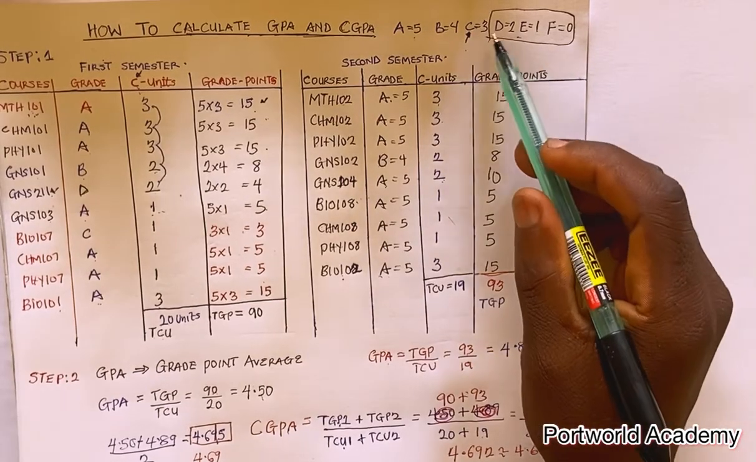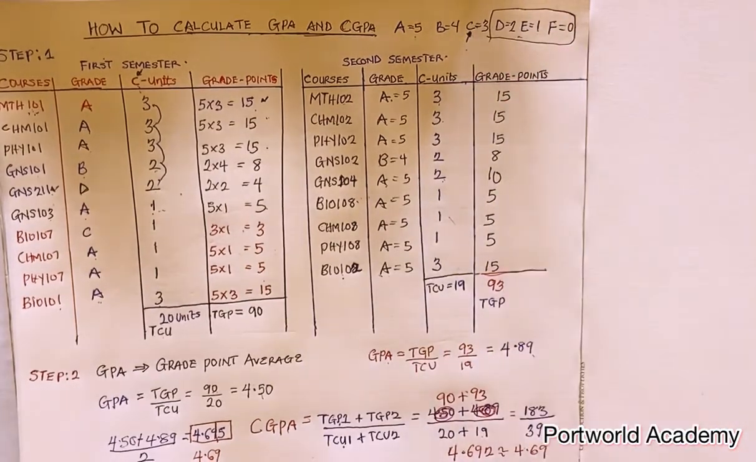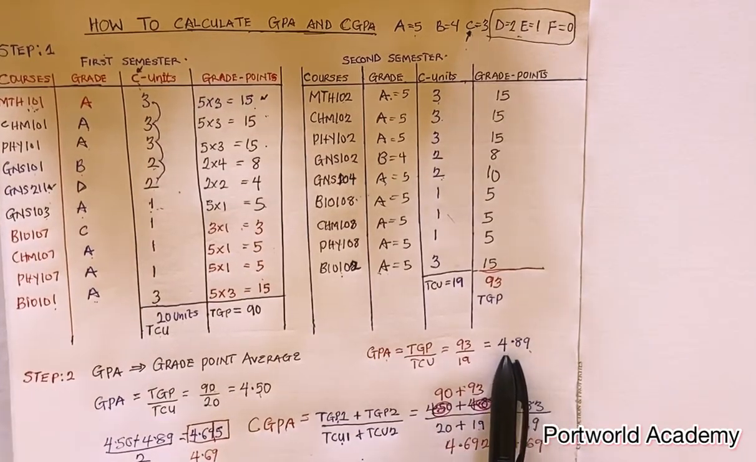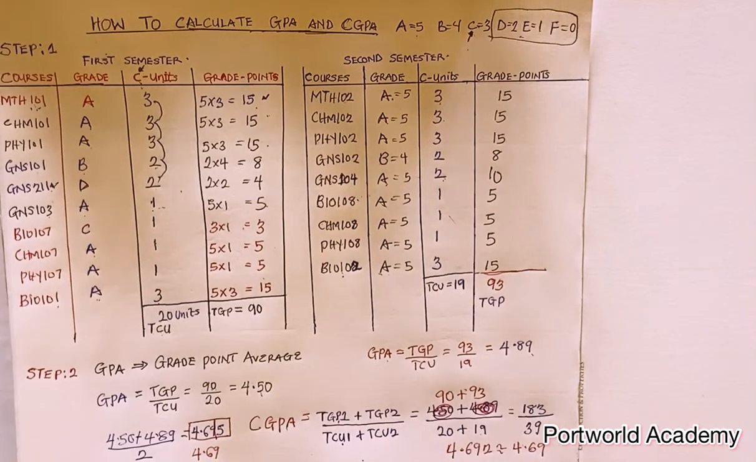Don't always work these C, D, E, and F, they always spoil your CGPA. Let's assume this guy doesn't work hard, he won't have 4.89. So always work so that your next semester is better than the previous semester. That's the only way you can maintain your CGPA. But if your next semester is even worse than the first semester, the CGPA is going to be depreciating.